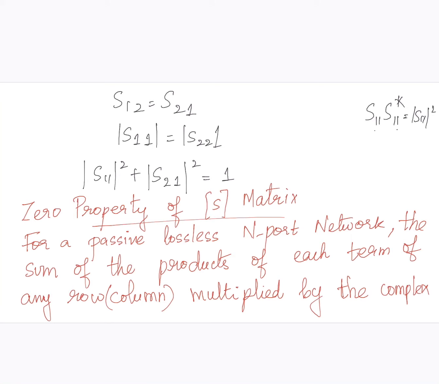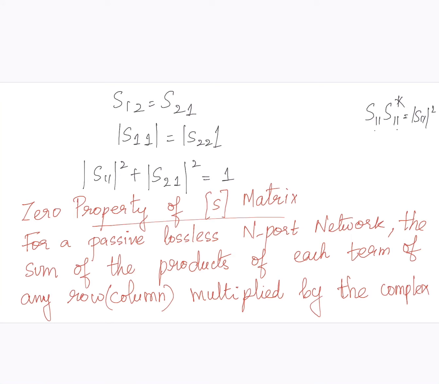So the general way of writing is, suppose you take the terms S11 into its conjugate. If both of them are equal, that means we can write this as, also we know the reciprocal means S11 is equal to S22. So S11 into its conjugate can be written as S11 square. So the equation becomes S11 square plus S12 square is equal to 1.